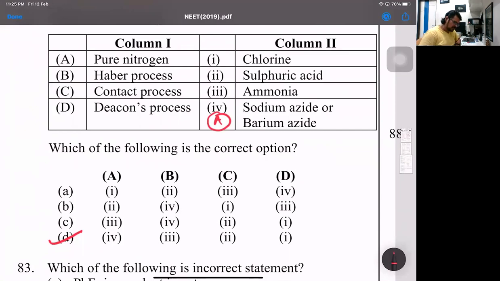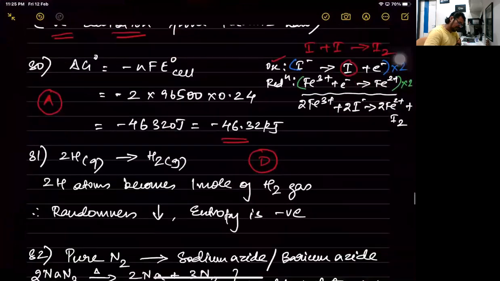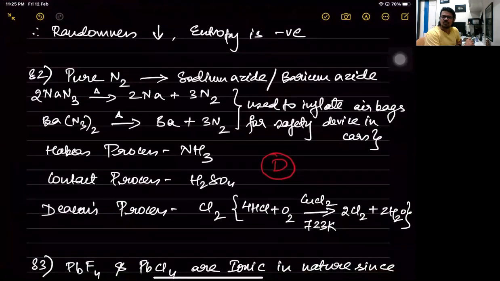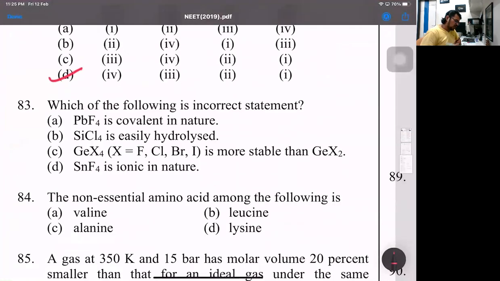That is the one. So look at this. I've given these reactions for 82, pure nitrogen, both the reactions. Sodium azide, barium azide giving nitrogen used to inflate the airbags. That's a safety device. Haber's process, we know is ammonia. Contact process is H2SO4, and Deacon's process also we know. That's preparation of chlorine with copper chloride. HCl and oxygen in presence of copper chloride gives us chlorine gas. So 82 is D.